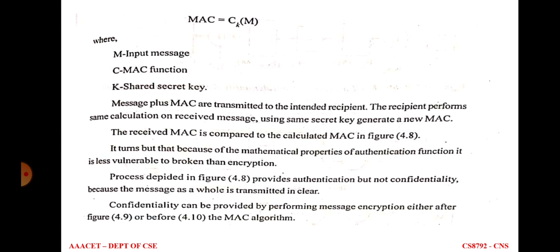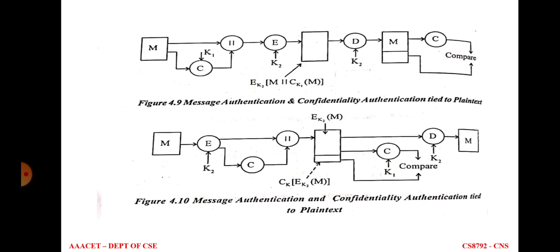So the recipient performs the same calculation on the retrieved message using the same secret key to generate the new MAC. Because of the mathematical properties of the authentication function, it is less vulnerable to being broken than encryption. Here also, confidentiality and authentication are maintained, shown by three diagrams for MAC.